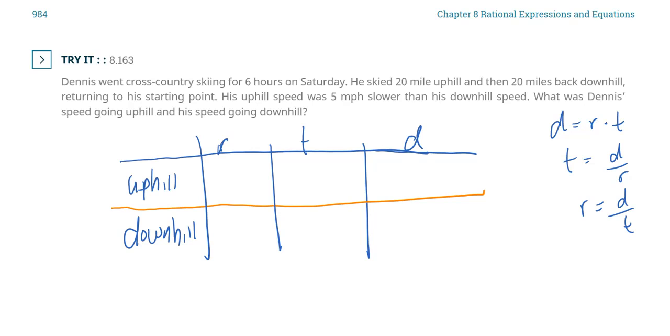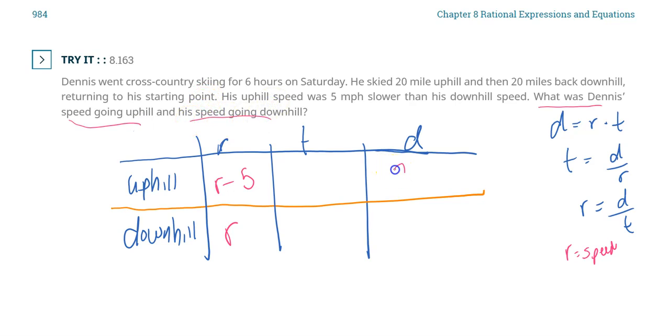That means downhill speed is our independent variable. That's r. So r will be our variable for speed. Uphill speed was 5 miles slower, r minus 5. And with this information, what was Dennis's speed going uphill and his speed going downhill?